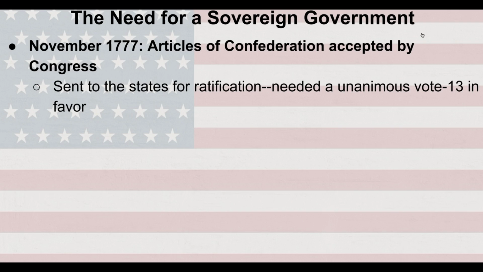But remember, we have colonies that don't necessarily trust one another, that sometimes do not like one another, and so it's going to be complicated to get all 13 to vote in favor. In fact, after 2 years, all but Maryland had ratified. So there had been 12, but there was one holdout.